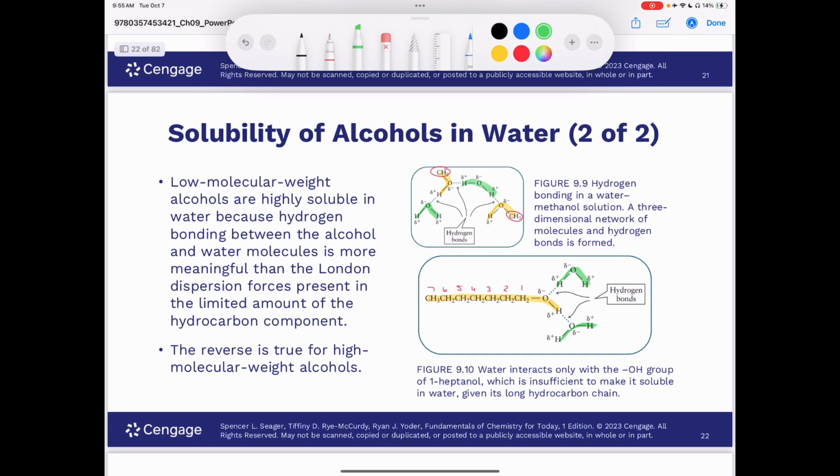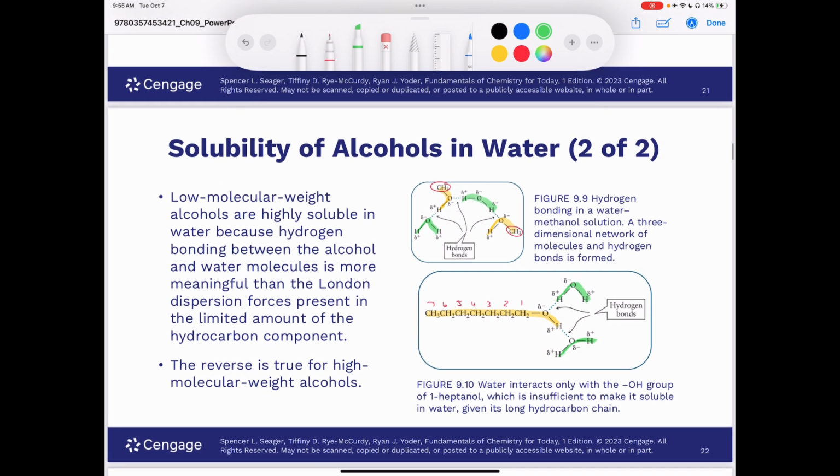So in this case, it says here that, again, the reverse is true for high molecular weight alcohols. So water interacts with only the hydroxyl group of 1-heptanol, which is insufficient to make it soluble in water because it has such a gigantic hydrophobic portion, that long chain. So again, the longer the chain is, the more the effect of insolubility is exacerbated.